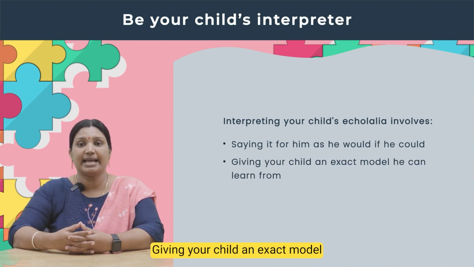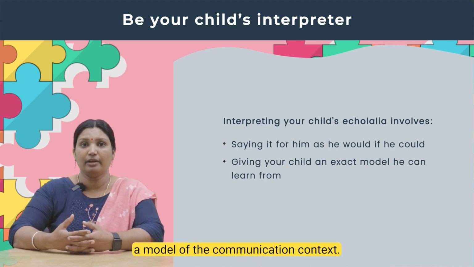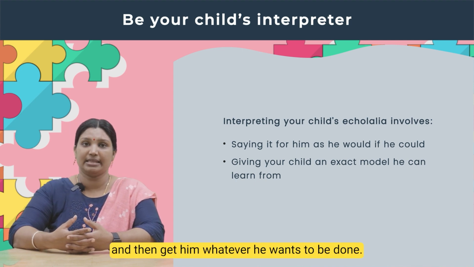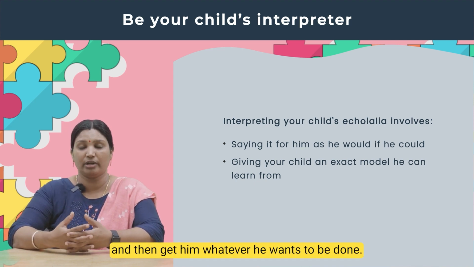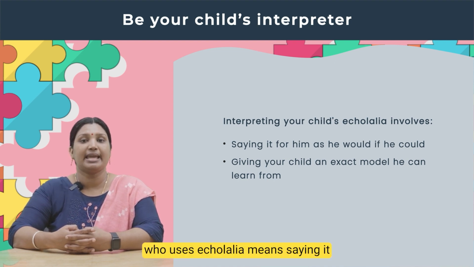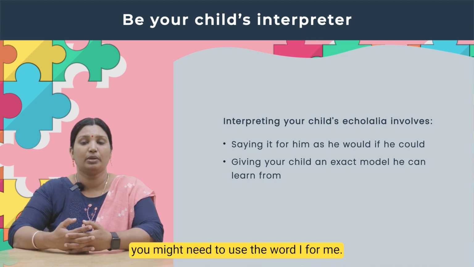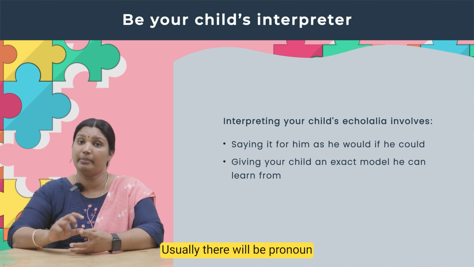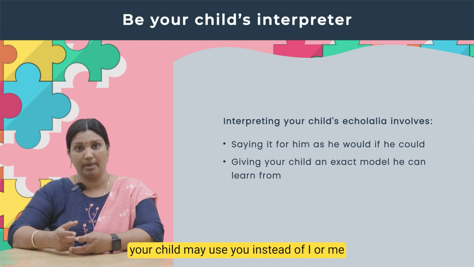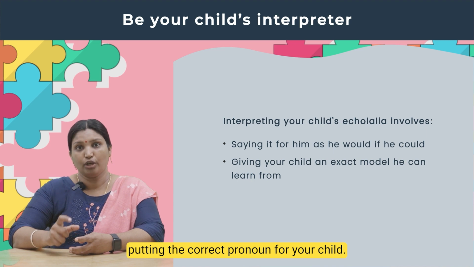Giving your child an exact model, he can learn from you. Whenever he is echoing, just give him a model of the communication context, the words to be used, the structure of the sentence, and then get him whatever he wants. Interpreting a child who uses echolalia means saying it exactly as he would if he could. Sometimes you might need to use the word I for me. Usually there will be pronoun reversals, like your child may use you instead of I or me, and you can just repeat the sentence putting the correct pronoun for your child.